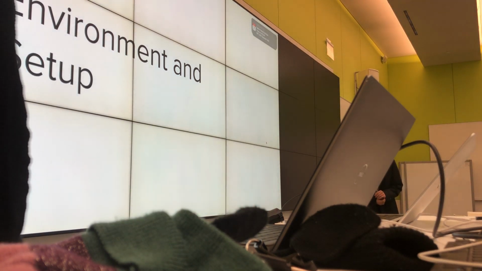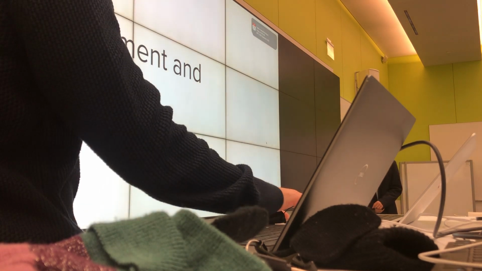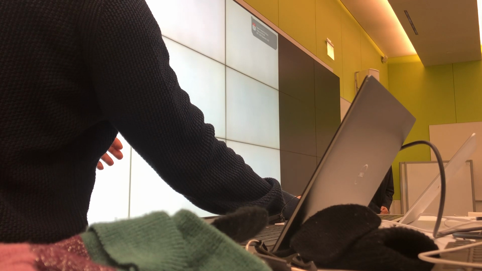So the second thing we're going to talk about is the environment and the setup. I'm going to give a brief introduction to reinforcement learning because we haven't covered this yet in class. This is my primary research area.